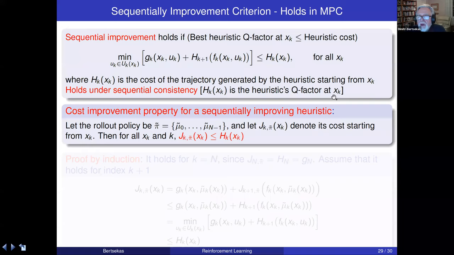Now, here's a theorem. It says to assume that the base heuristic is sequentially improving, and let pi tilde be the rollout policy based on that heuristic, and let this be its cost. Then the rollout policy has a better cost than the heuristic, starting from the same initial state. So in other words, this is the cost improvement property. The proof of this is very simple. It's by induction. Notice that this inequality holds not only at time zero, but also at any intermediate state and any stage. Here's the proof by induction.